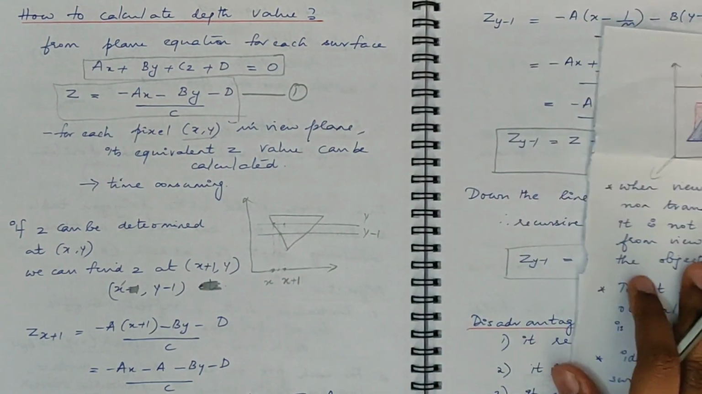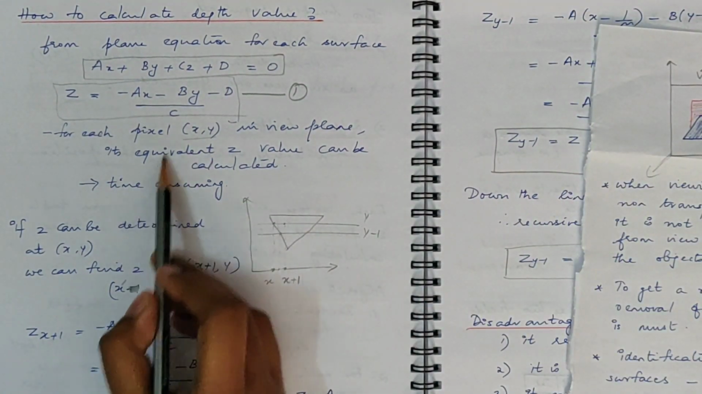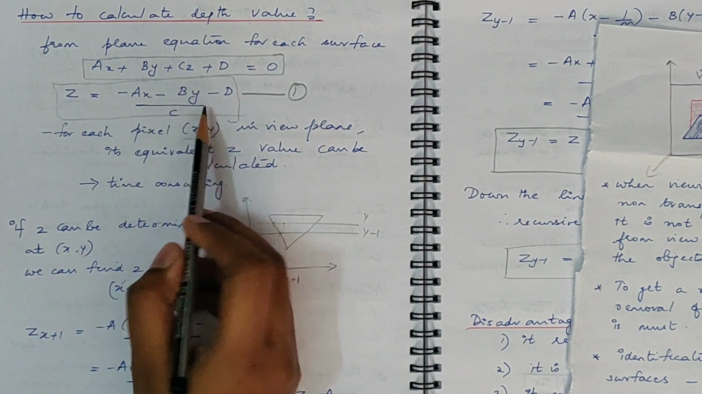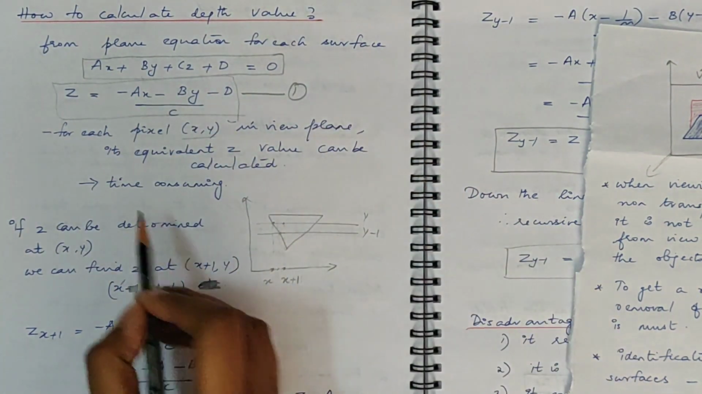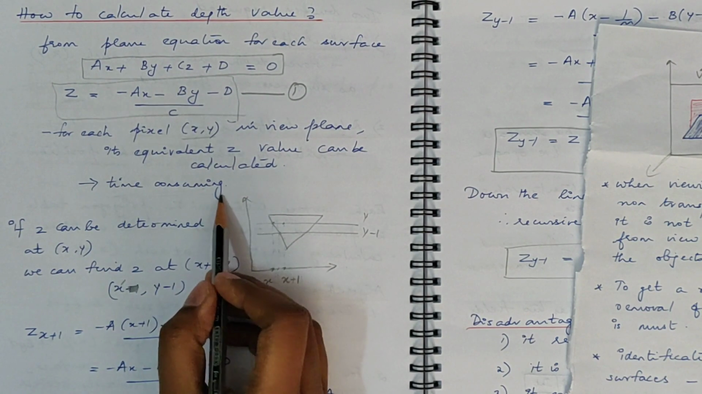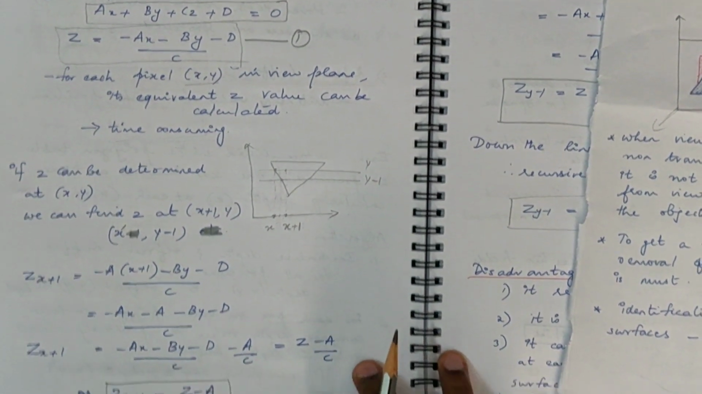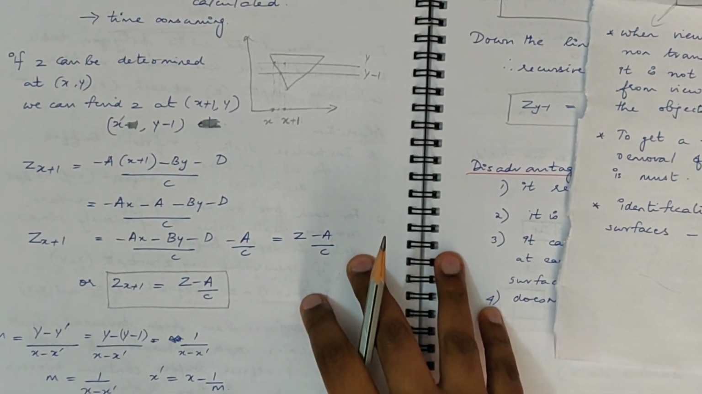But this is very time consuming, right? Because you have to substitute the values of x and y and then calculate each z, which is very time consuming. So instead, you can use one step which can be repeated recursively.